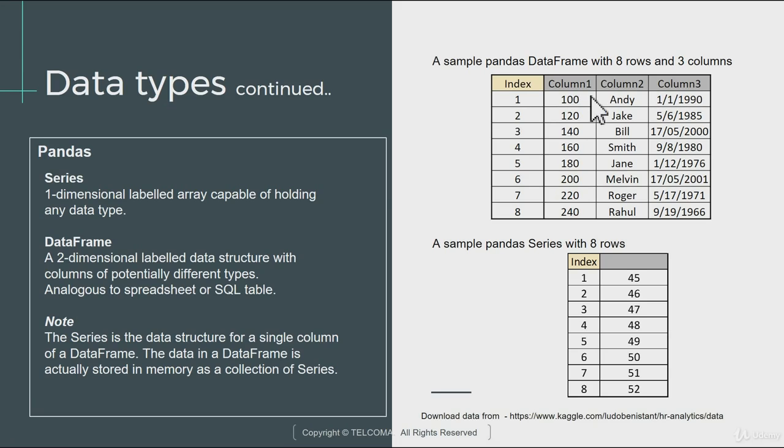Now we can access one of these elements with the row index and the column index. Now this, unlike other data types, can have numeric values or even string values. We can alter the index values as per our convenience. Now to note, the series is the data structure for a single column. So essentially, the data in a data frame is actually stored in memory as a collection of series. So technically, data frame is built on the foundation of series.